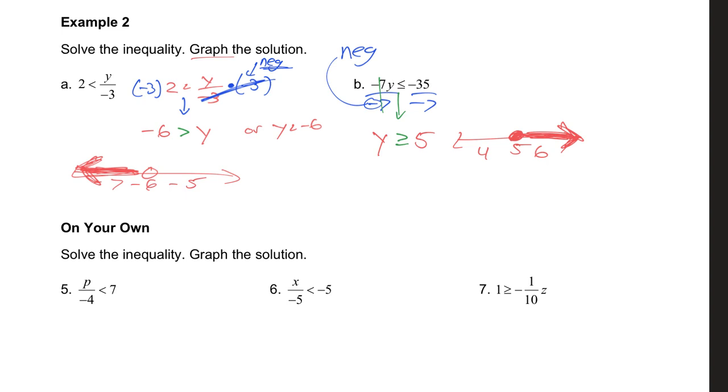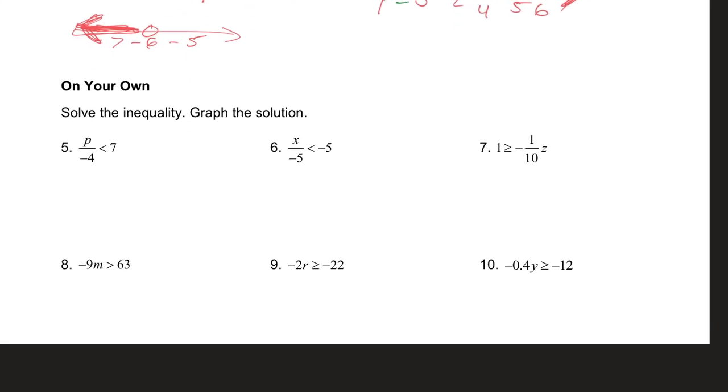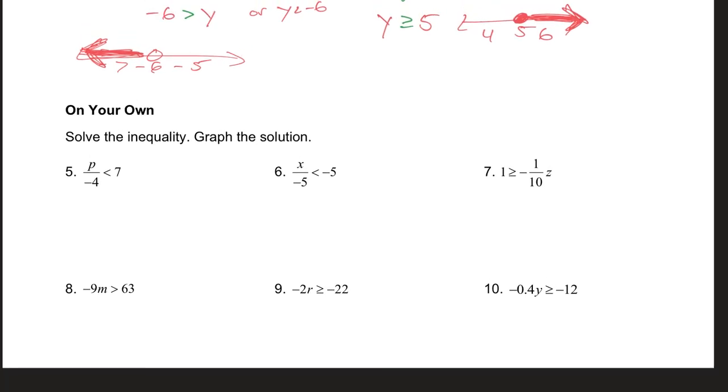All right. There are some on your owns here. Be really careful about those negatives. Here we go, some on your owns. I want you to try those. You're going to pause the video, and when you come back, I will tell you the answers and graph those solutions. So go ahead and do that in 3, 2, 1, go.